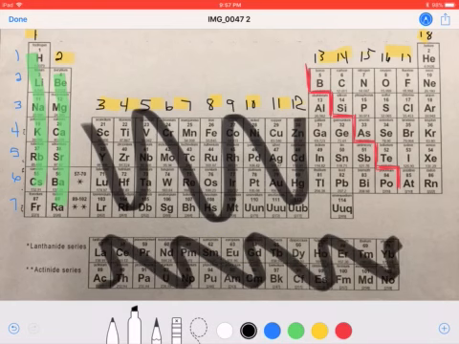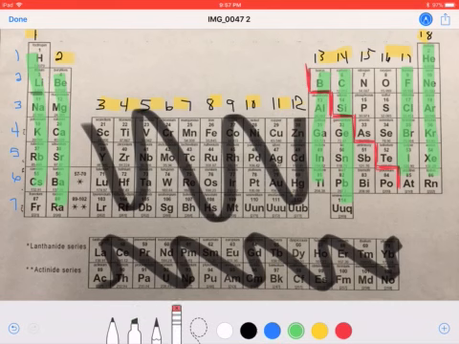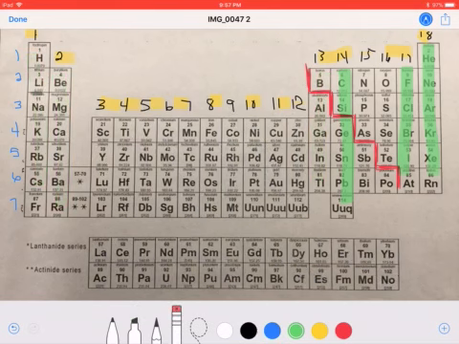If we continue, group 1, 2, 13 through 18 are all part of the main groups on the periodic table. So these all have that pattern. Group 13 has 3 valence electrons, 14 has 4, all the way over to group 18, which has 8 valence electrons, which is the most on the periodic table.